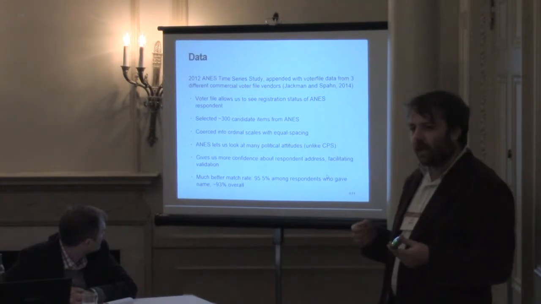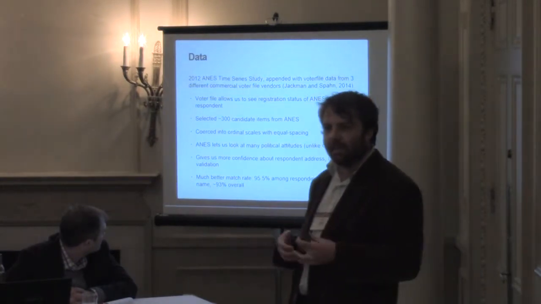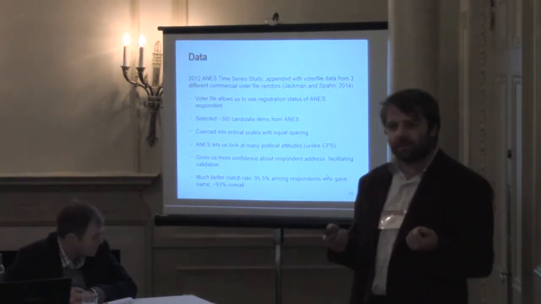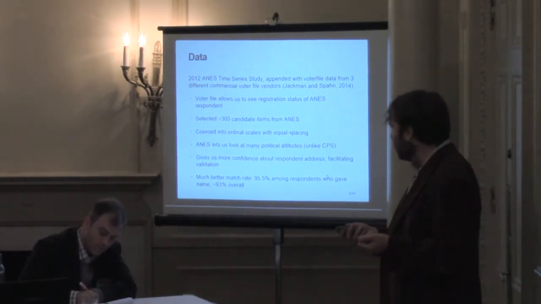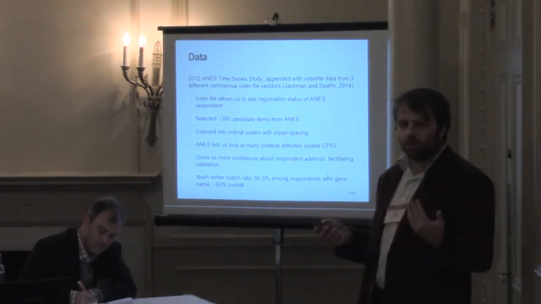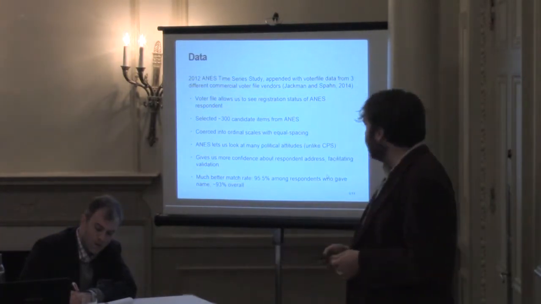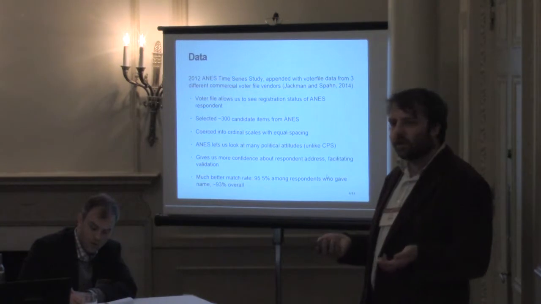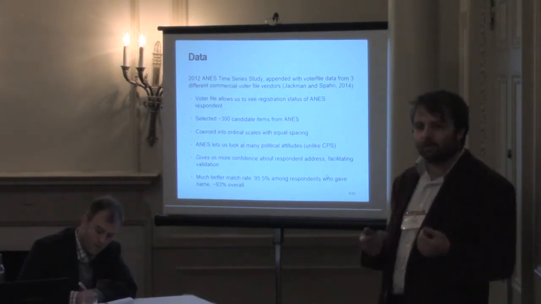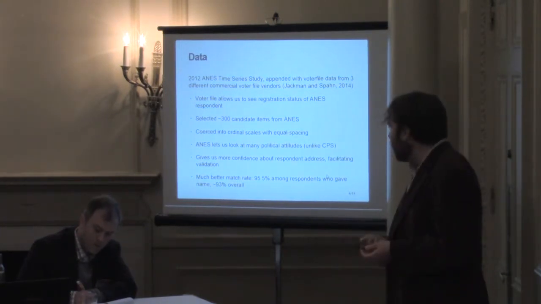Then we went through the survey and picked out 300 questions of the ANES that we thought might inform us about the differences between registered people and unregistered people. We then coerced these questions into ordinal scales, so 0, 1, 2, 3, etc. And then we're going to look to see what the differences in characteristics or political attitudes are between these 2 groups.